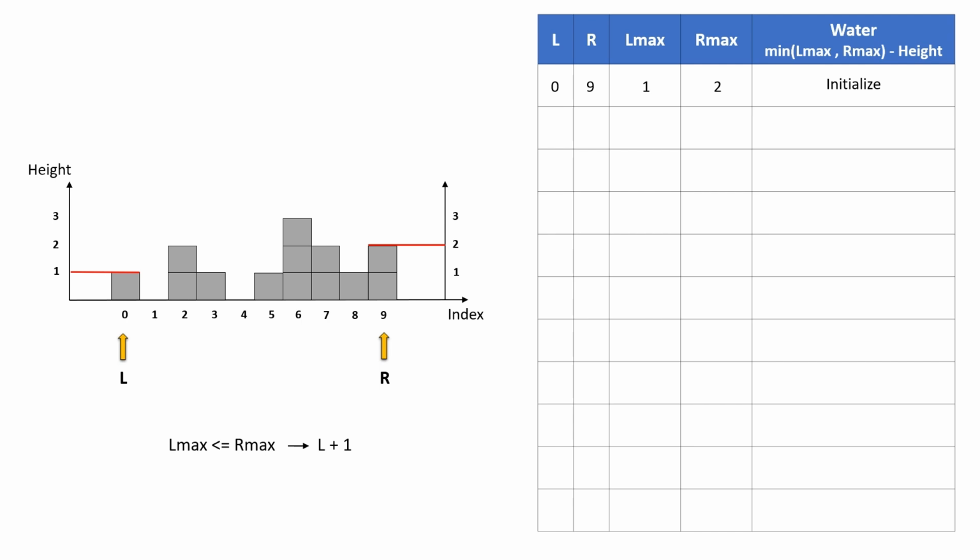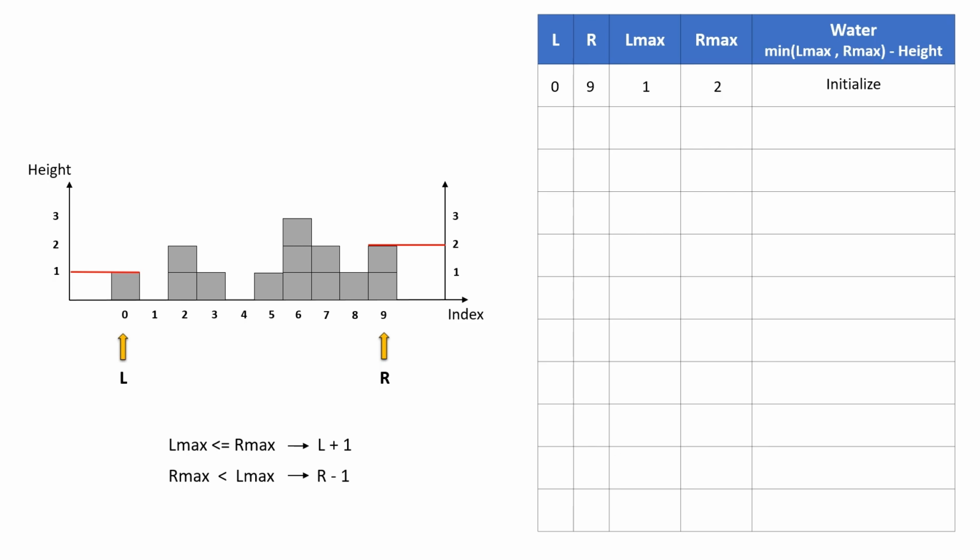Hence, if Lmax is less than Rmax, we will simply go one step forward by doing L plus 1. On the other hand, if my right max value is less than my left max value, that would mean that my right max, or the right boundary, is my deciding boundary. And in that case, I would need to traverse from right to left to find a boundary greater than the current left value. And for that reason, we would simply decrement my current right pointer by 1.